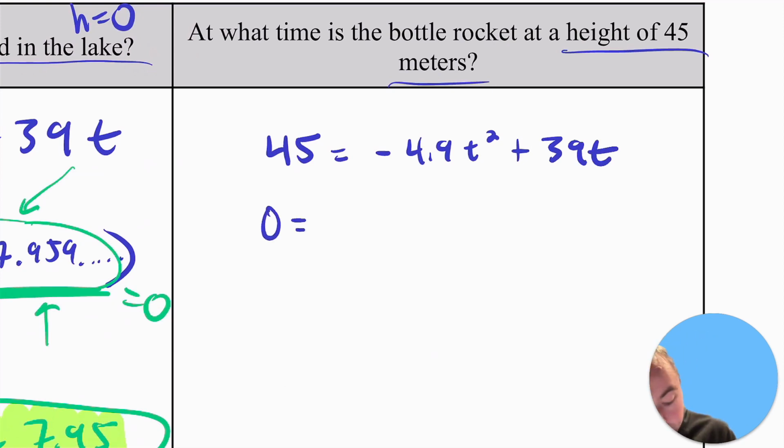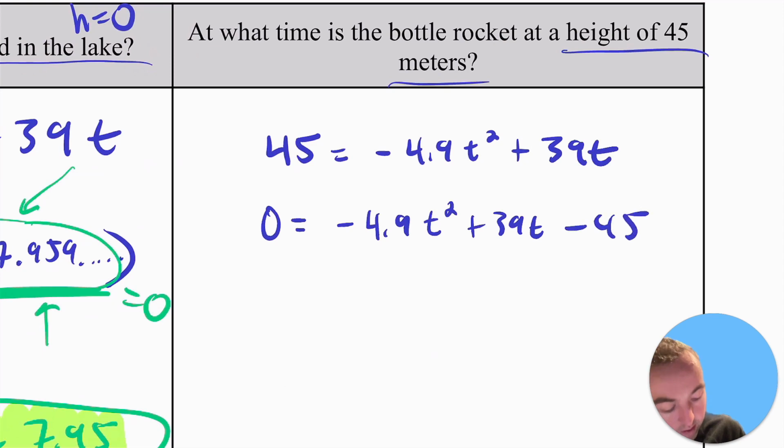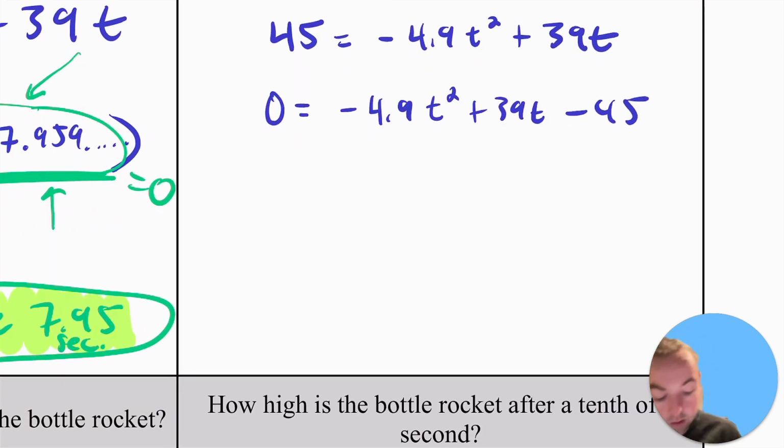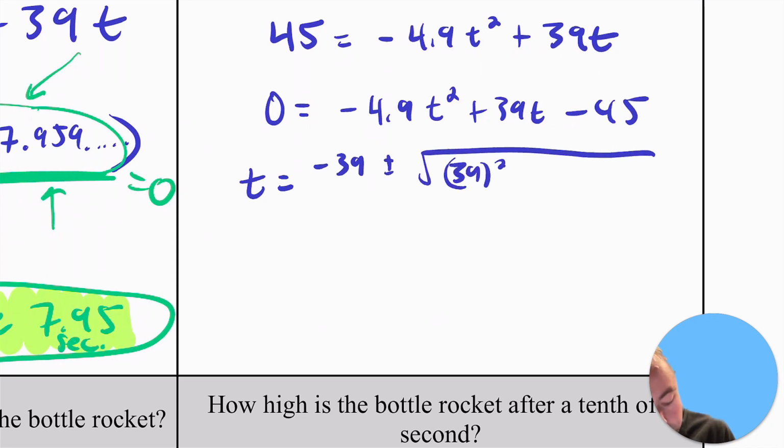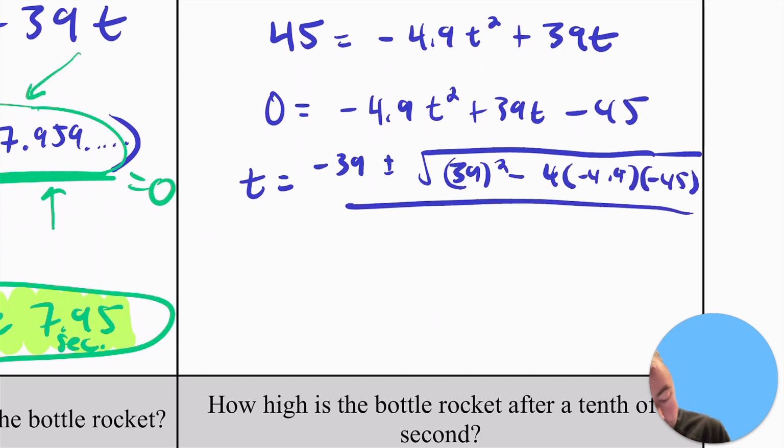So to get a 0 on that side, you could subtract the 45, which would get you to this point. And then you could use the quadratic formula to solve for t right here. So t would be equal to negative b plus or minus the square root of b squared minus 4ac, and that's all over 2 times a, of course.